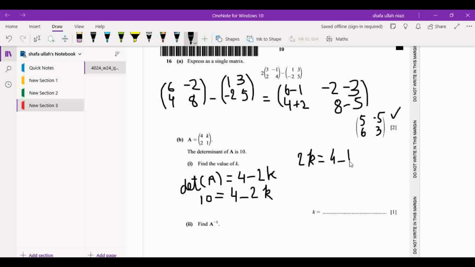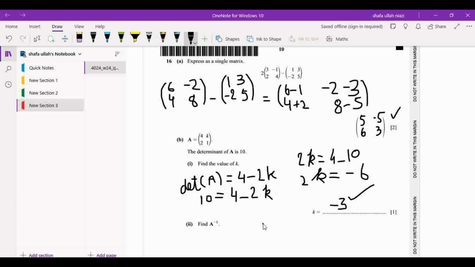4 minus 10 is minus 6. So 2k is equal to minus 6. When you shift this 2 to the right-hand side it becomes divided, so k will come out to be minus 3. That's it.